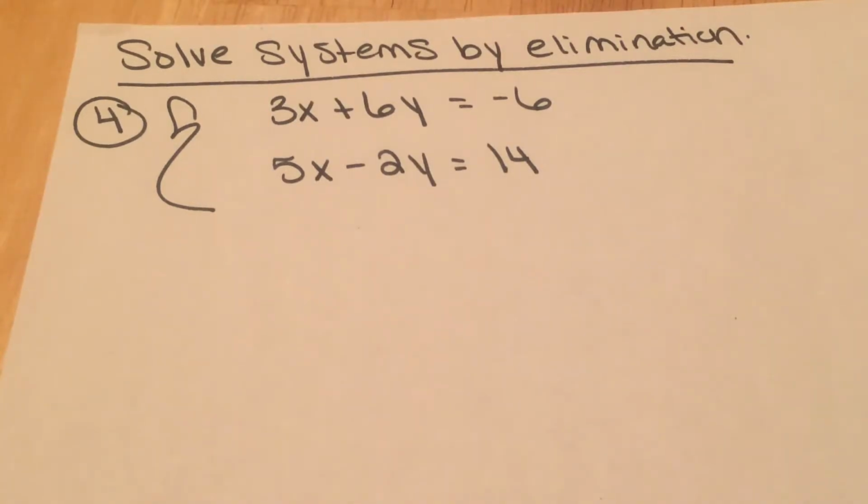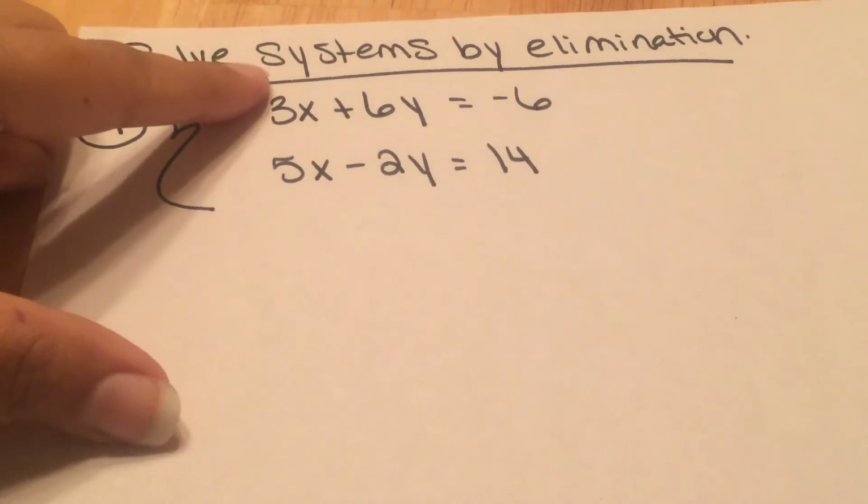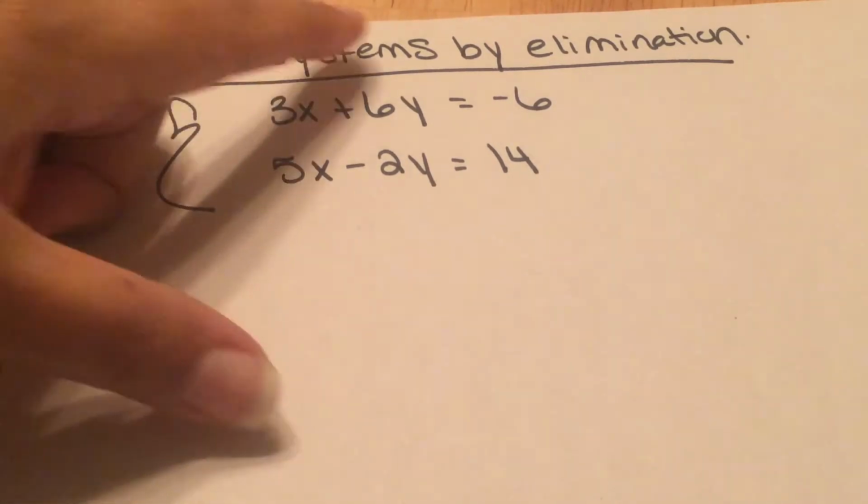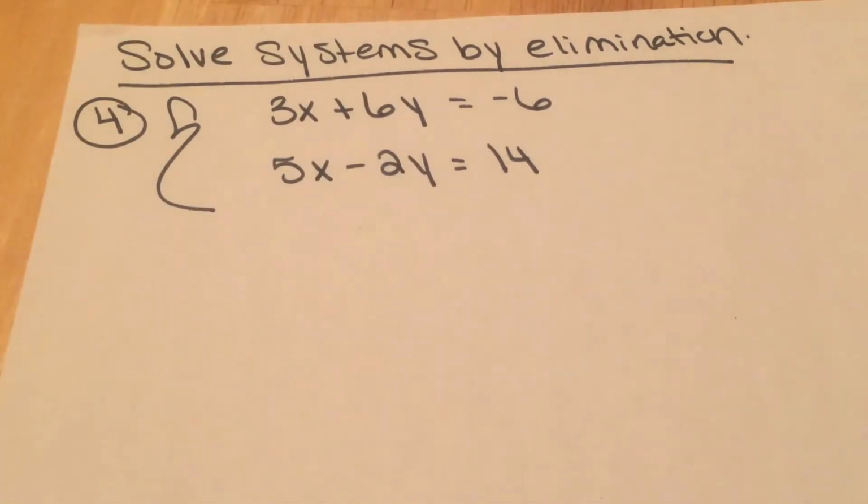The next example that we're going to see with solving systems by elimination is going to be one of the harder ones. If we look at this, what we notice is I have to, again, decide if I want to eliminate my x's or my y's. On this one, we're going to have to do a little bit more of a manipulation than we did on the last example.